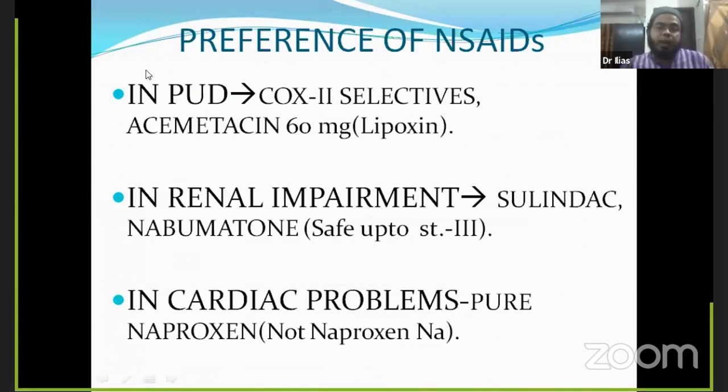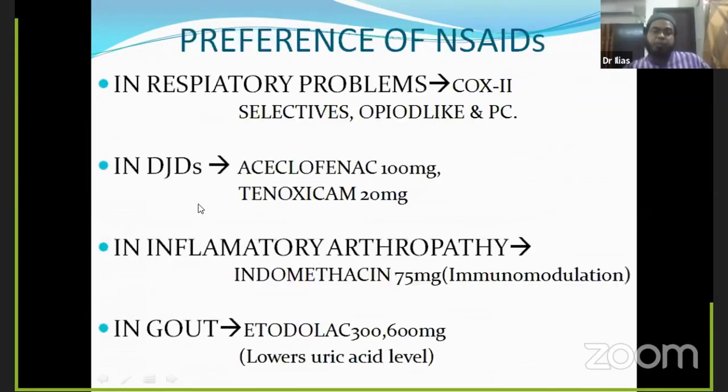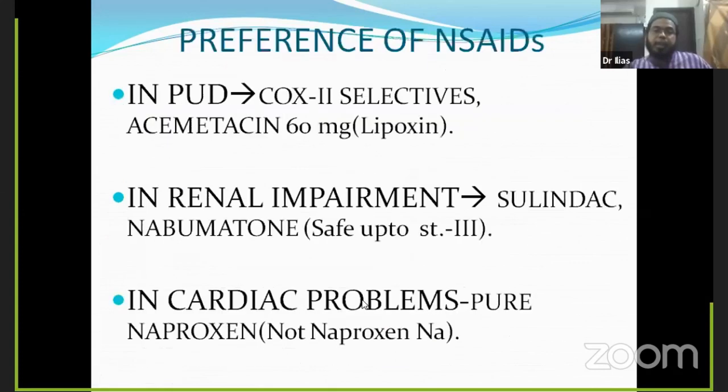You see, I mentioned over here some of the issues in peptic ulcer disease, in renal impairment, in the cardiac problems, in the respiratory problems, in degenerative joint diseases, in inflammatory arthropathy, and in gout. So all these things are very important. Say our patient is having pain, but the patient is having peptic ulcer disease.